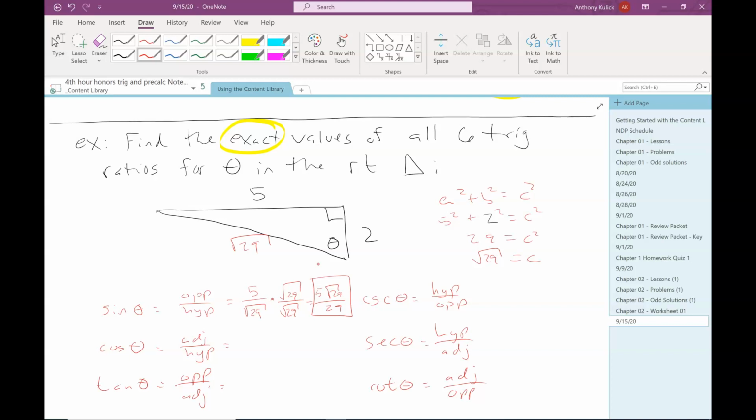Cool. Who can tell me what cosine theta is? 2 square root 29 over 29. Bonus points for rationalizing your denominator before I even had to ask.